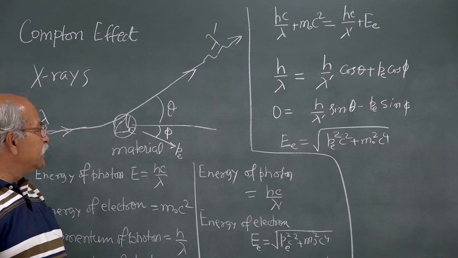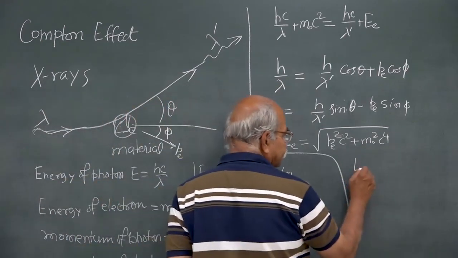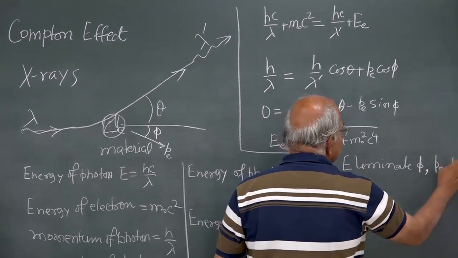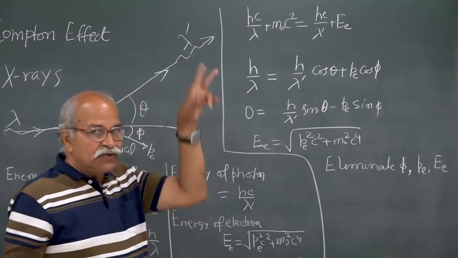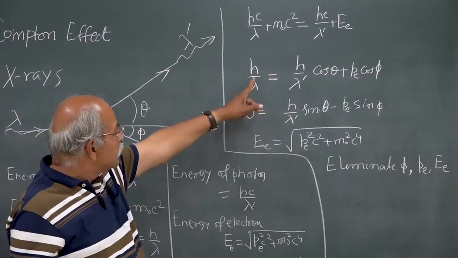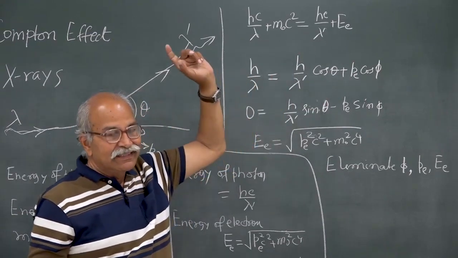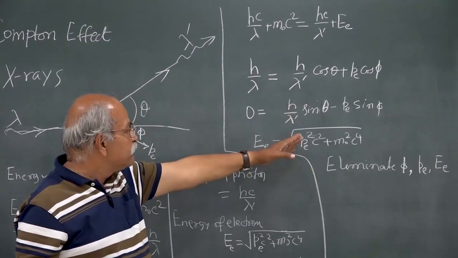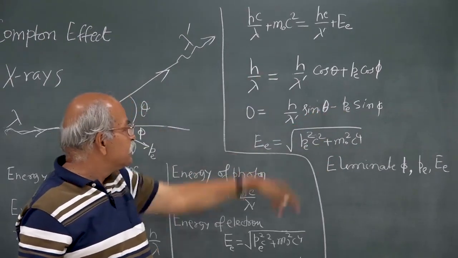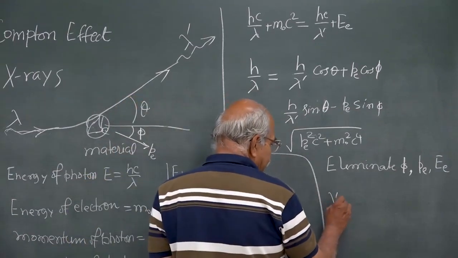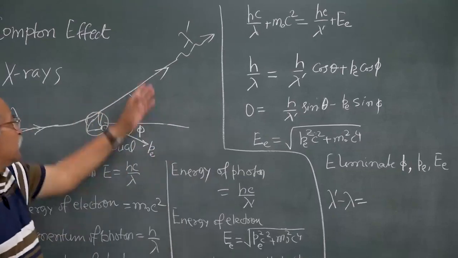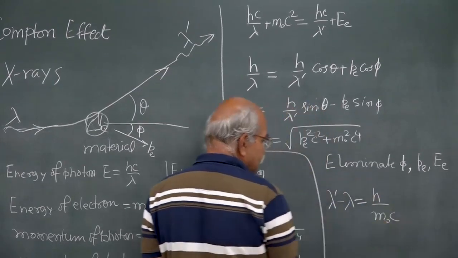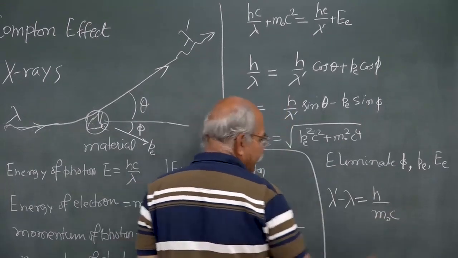So you can eliminate from these 4 equations: eliminate phi, eliminate Pe, eliminate Ee. From 4 equations you can eliminate 3 quantities, and then you get a relation between lambda, lambda prime and theta, and now only algebra is left. So you have 4 algebraic equations, and from this you eliminate Pe, phi, and Ee, and you finally get lambda prime minus lambda, that is the shift, the change in wavelength, equal to h over m naught c, Planck's constant, mass of electron and speed of light, times 1 minus cos theta.